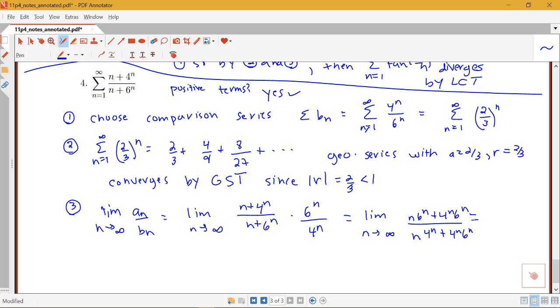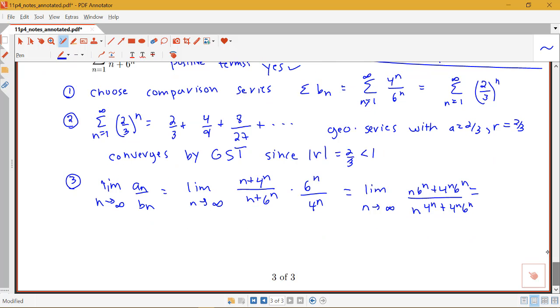Okay, so with our limits as n goes to infinity, when I had powers of n over powers of n, we often divided by the highest power of n in the denominator. Here, I want to divide by the term that's growing the most, and that's that product of these two exponentials. So I'm going to divide the numerator and denominator by 4 to the n 6 to the n, and see where that gets us.